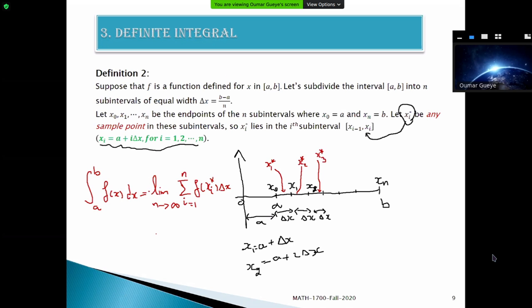No, it's just a notation to list all the intervals. Because the i goes from 1 to n, if i equals 1, you subtract 1 from i and you get 1 minus 1. So the 1 is the index. It's not x_i minus 1, it's the subscript i minus 1 here. So when you substitute, you get x0 and x1.